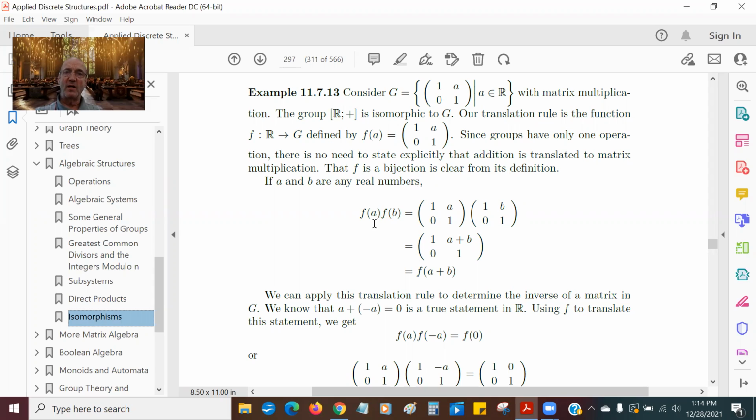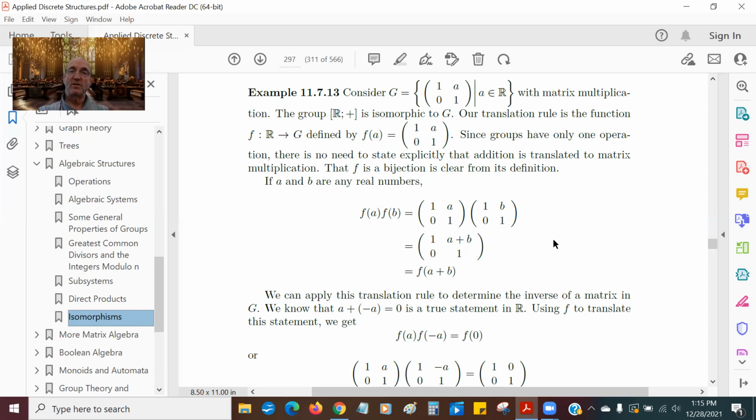So if I have a real number A, then F of A is the matrix 1 A, 0 1. If I have a real number B, then F of B is 1 B, 0 1. Well, if I do matrix multiplication, those of you who took linear algebra, and even those of you who didn't, but have seen matrix multiplication, when you multiply these two matrices, you wind up getting 1, A plus B up here, 0 and 1. Notice that's the same thing as F of A plus B. If I take the real number A plus B and biject it, or inject it, whatever you want to say, into G, I get this guy right here.